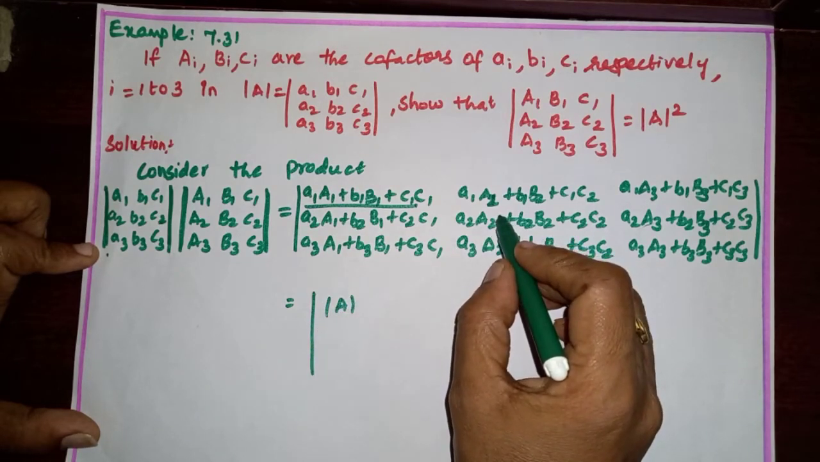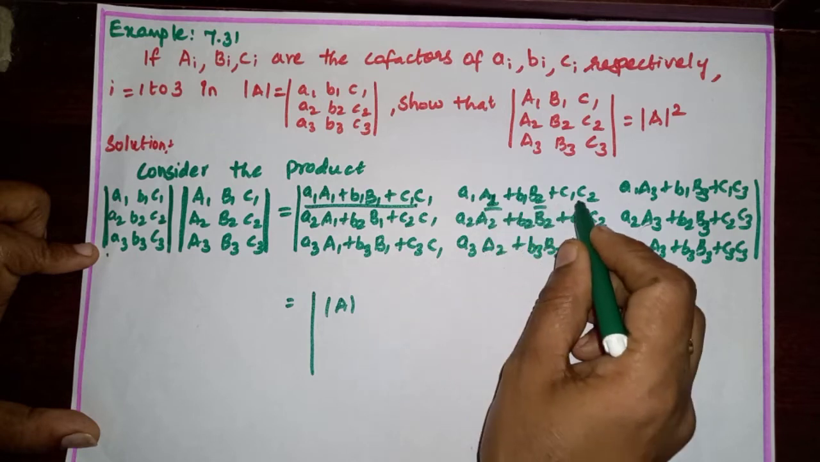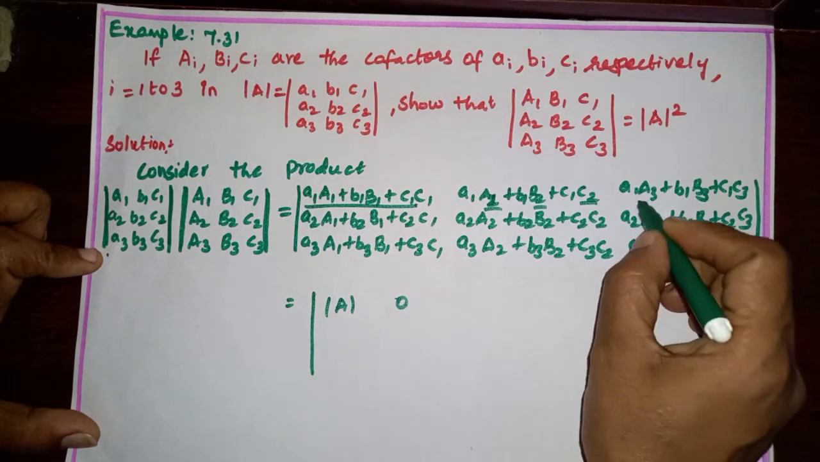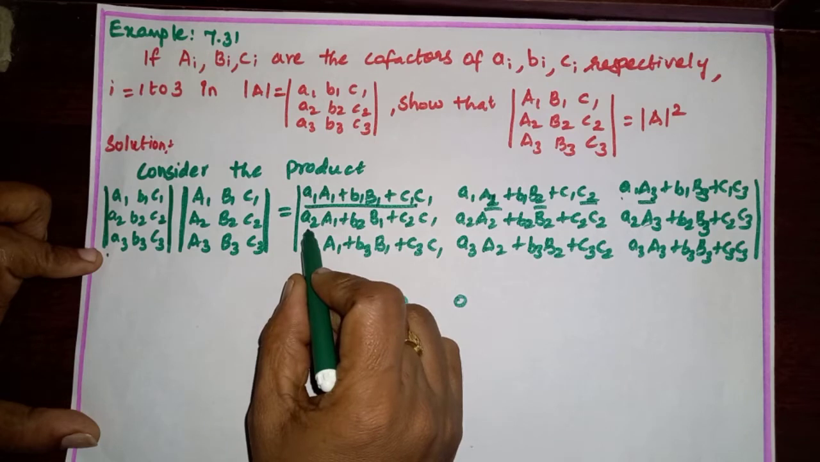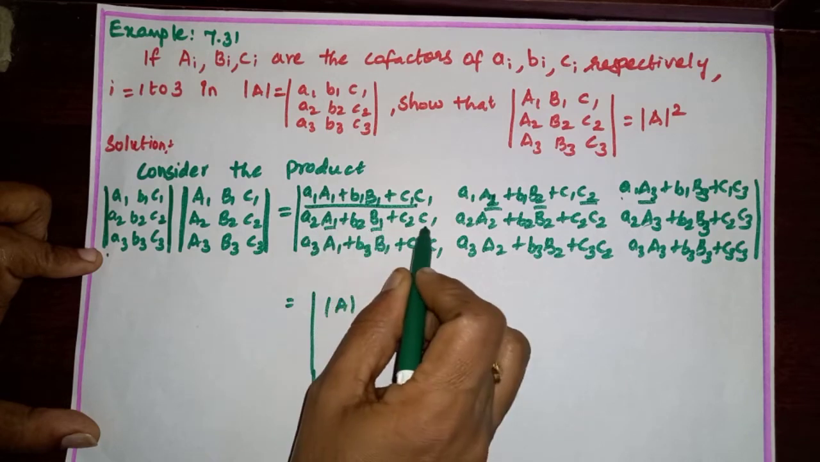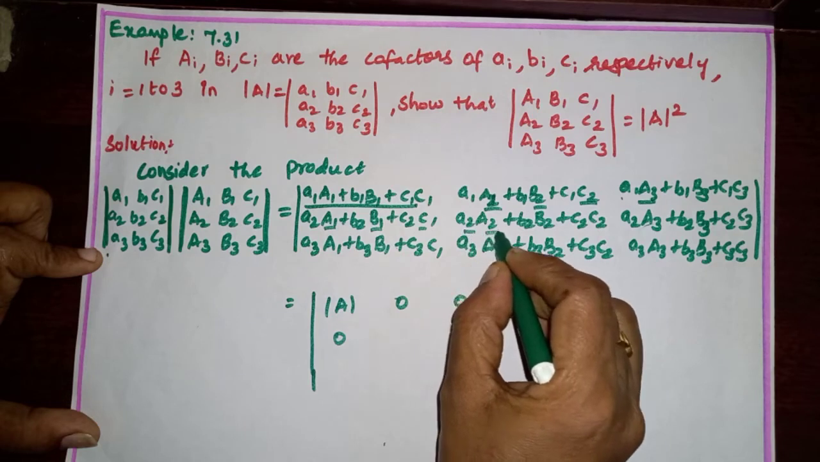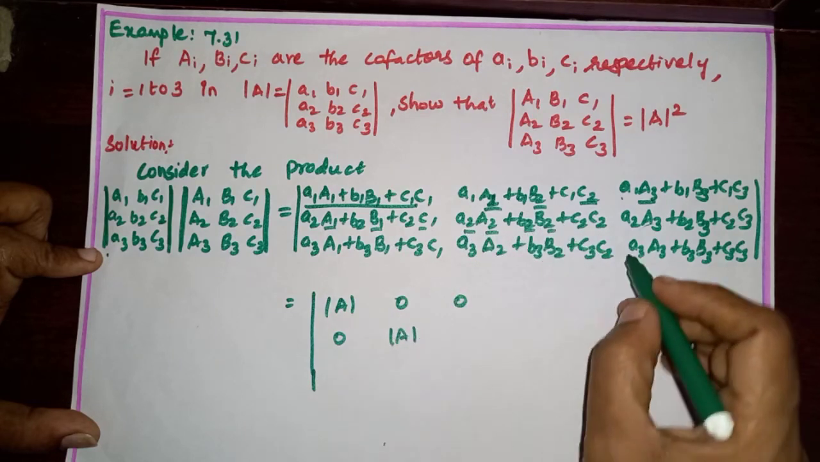If the sum of the products of the elements of any row or column with a different cofactor, then the value of the determinant is 0. So here also we have different cofactors, so this also will become 0. Now see, here also we have different cofactors, so this also will become 0. Now see, both are same. So it is determinant of A, that is the value of the determinant.